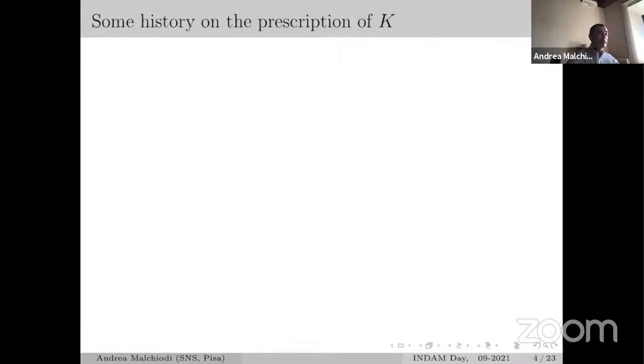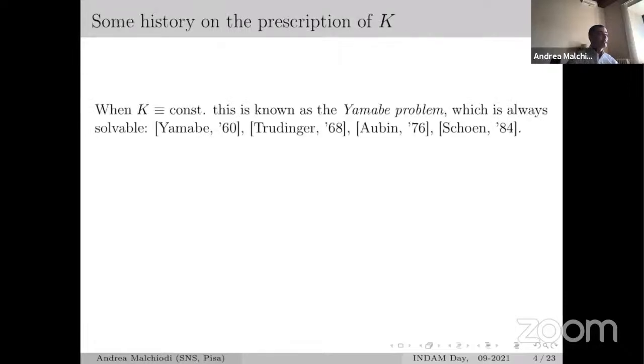Let me list some classical results. There is a particular case which is well known, when you want to prescribe constant scalar curvature. This is known as the Yamabe problem, and this is a problem you can always solve, due to fundamental contributions by Yamabe, Trudinger, Aubin, and Schoen.